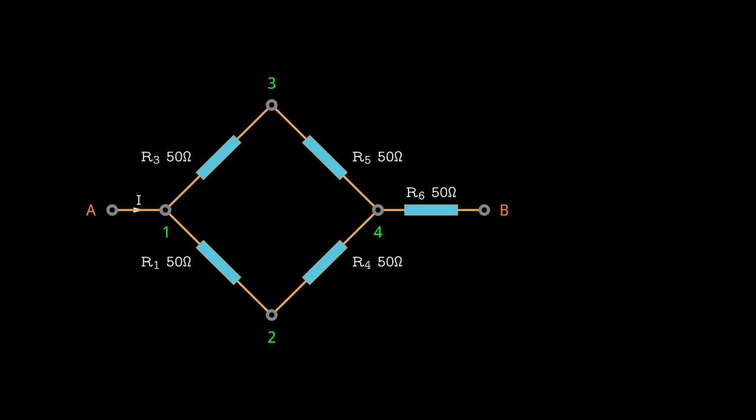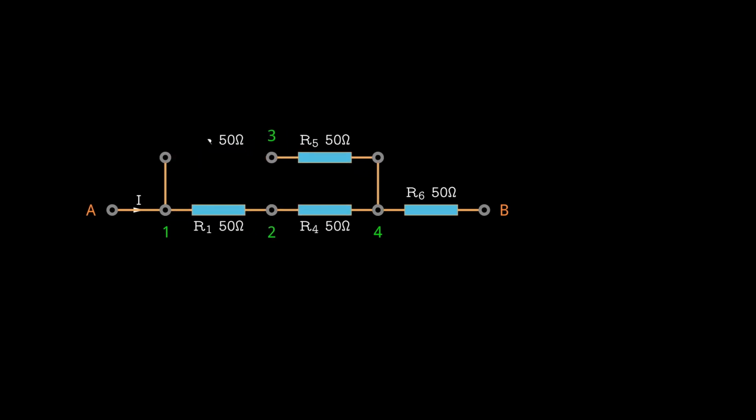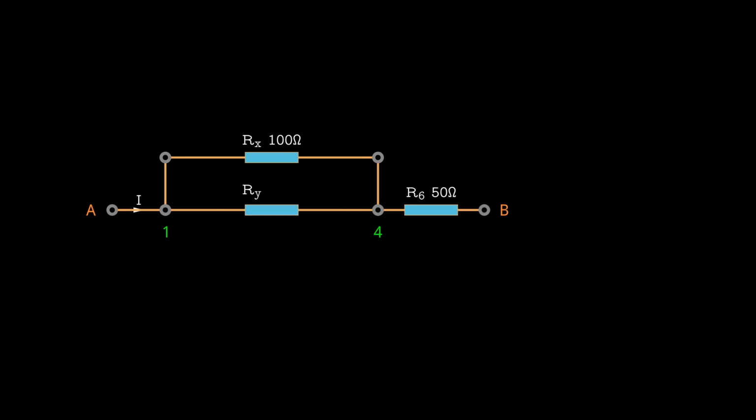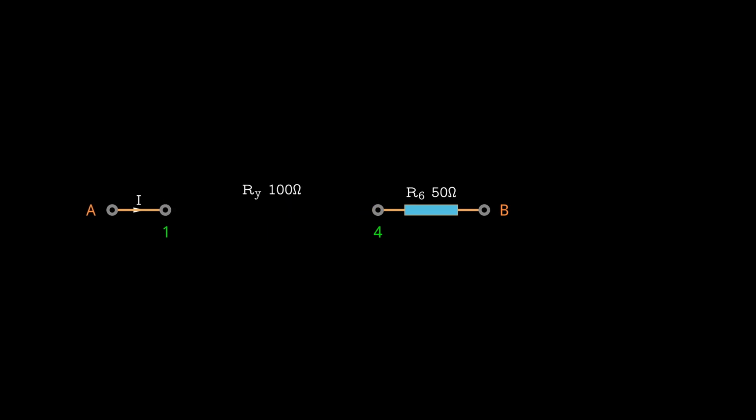At this point, we can move on to simplify the circuit by combining the resistors in series and using the formula for parallel resistors to further reduce the network. Finally, we can calculate the equivalent resistance between points A and B, which comes out to be 100 ohms.